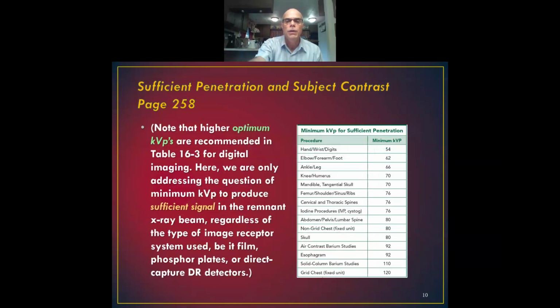This again is showing you the same chart that was on page 252, but if you compare it to the one on page 258, look for the hand, wrist, and digits. It's got 64 instead of 54. So it's telling you that the digital imaging systems prefer to use higher kVPs. That's a plus for us, and with patient exposure, we'll get into that in just a minute. So that's talking about kVP to ensure that we have good penetration.